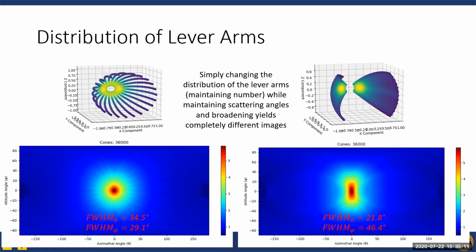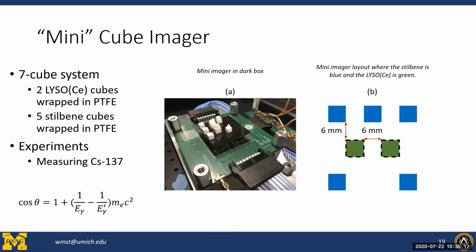So I'm going to take you through one of those systems very quickly here. And that is what we have deemed our mini cube imager. And this is to show that you don't really need a huge space. You don't really need a very complex system to develop an imager. In this case, we use 2 cubes of LYSO, Teflon tape, PTFE, that you can see here in these positions, and 5 stilbene cubes wrapped in Teflon, 1, 2, 3, 4, 5, and you can see they are all coupled to a silicon photomultiplier array.